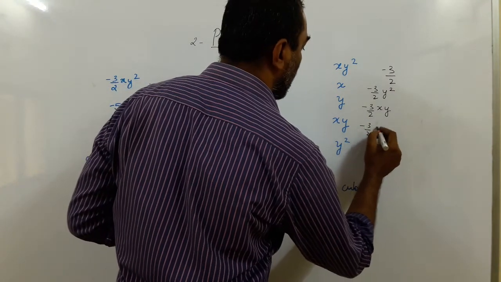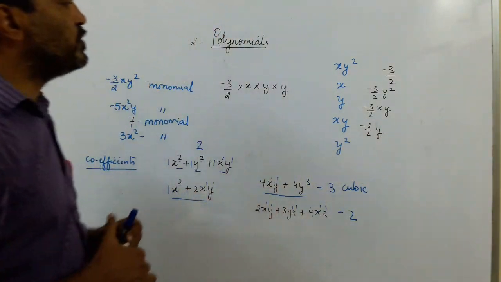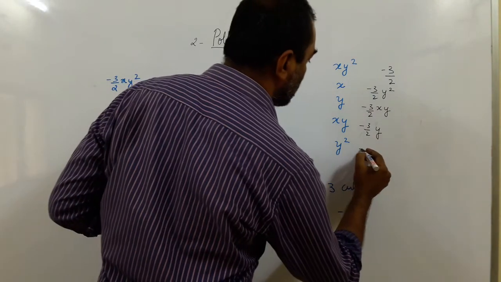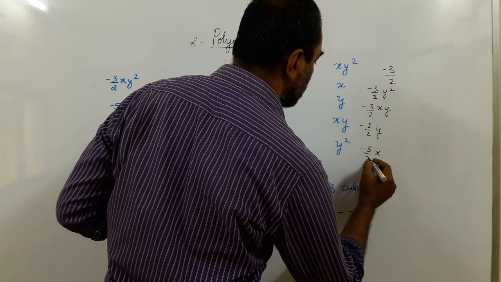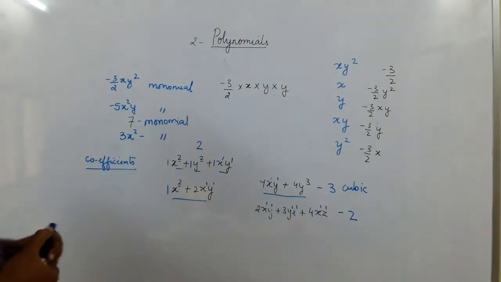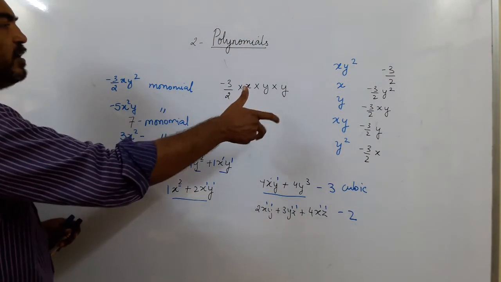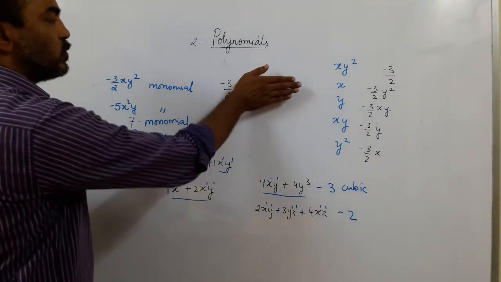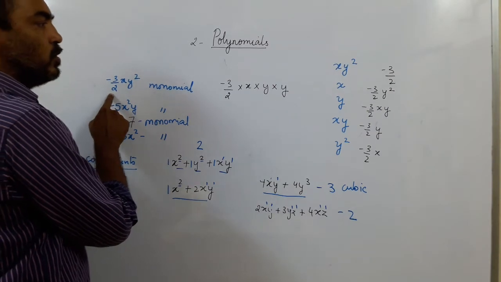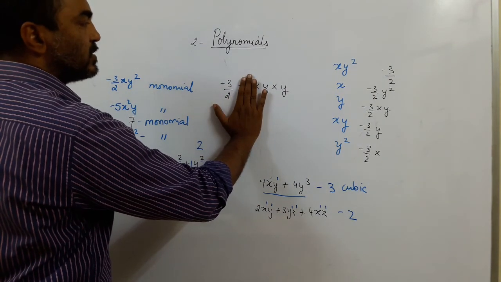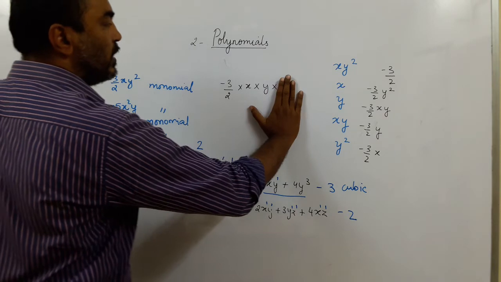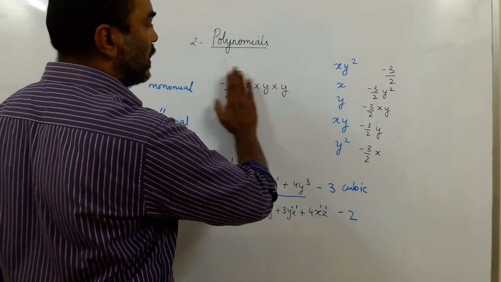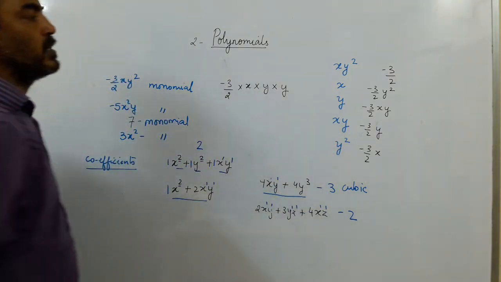Minus 3 by 2y. And what is the coefficient of y square? So remove the y square, what remains? Minus 3 by 2x. So you can see in the single sum, I could rearrange in such a way that I got 5 different types of coefficient. So the coefficient of xy square is minus 3 by 2, of only x is minus 3 by 2 y square, of only y is minus 3 by 2 xy, of xy is minus 3 by 2 y, and of y square is minus 3 by 2x.